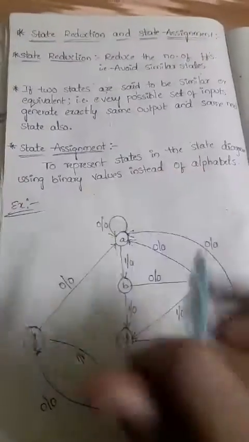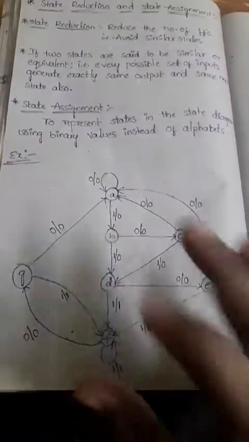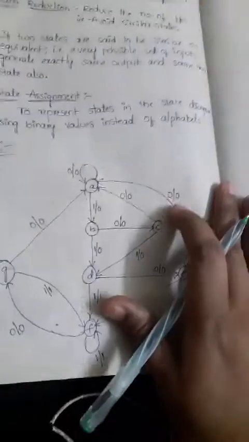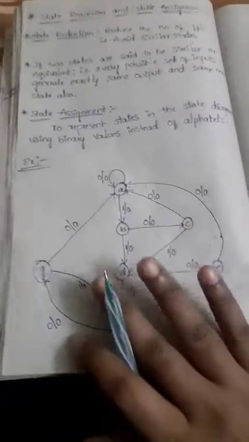Now we'll see one example. With the help of that example, we will explain the state reduction method. State assignment we'll discuss later, after completing the state reduction. So see here, we have an example.